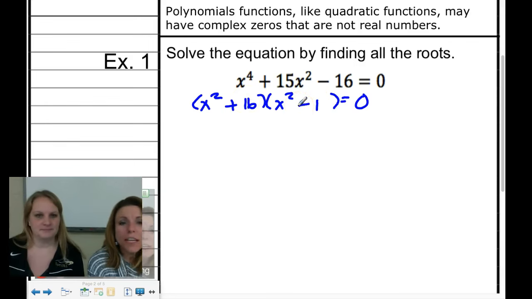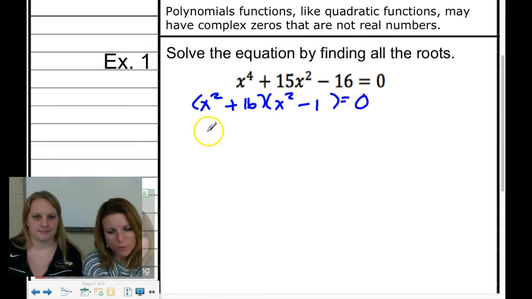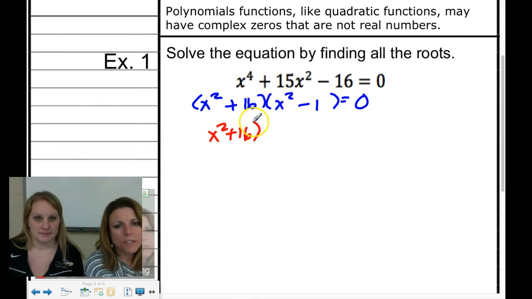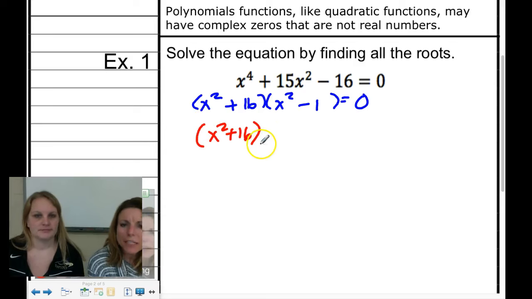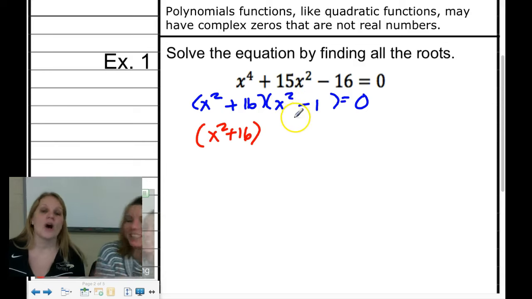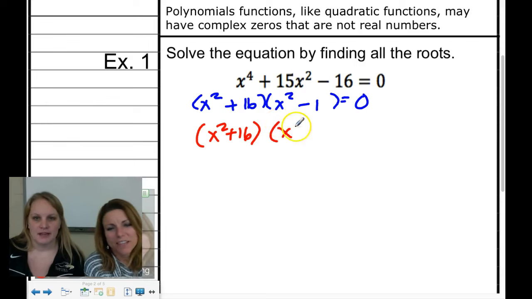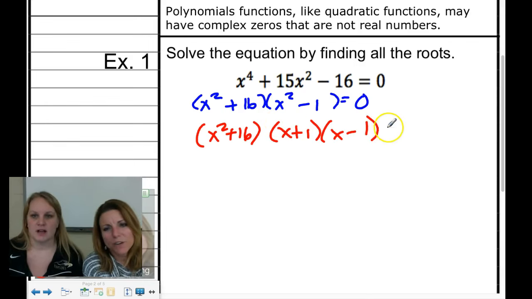Now, if we look at x squared plus 16, can we factor that anymore? No. So let's just bring that down. X squared plus 16, and keep it in parentheses. Can we factor x squared minus 1 anymore? Sure we can. It's a difference of 2 perfect squares. X plus 1, x minus 1. Set it equal to 0.